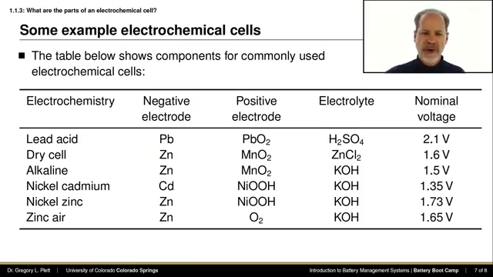The positive electrode is made from lead oxide, which has the chemical formula PbO2. The electrolyte is sulfuric acid, which has the chemical formula H2SO4. And finally, the nominal voltage of a lead-acid battery cell is approximately 2.1 volts.